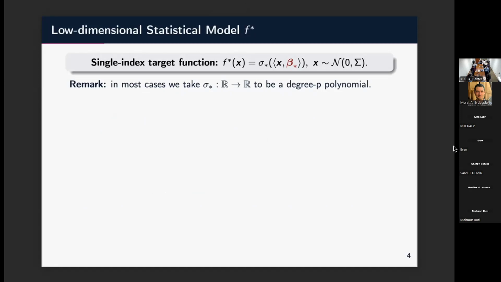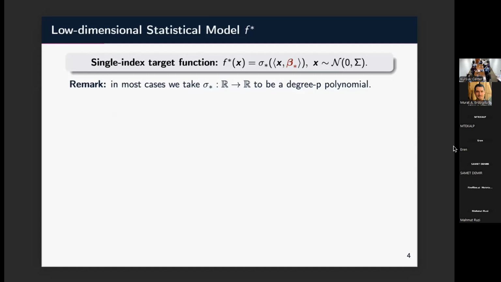So there is a linear part that is the inner product of x and beta star. And then there's a nonlinearity on top, that is sigma star. Now, star entities are unknown. Both beta star and sigma star are unknown. What is special about it is that the nonlinearity is a one-dimensional function, and the output depends on the input only through this direction beta star, which is also unknown. Okay. We need to learn both sigma star and beta star.